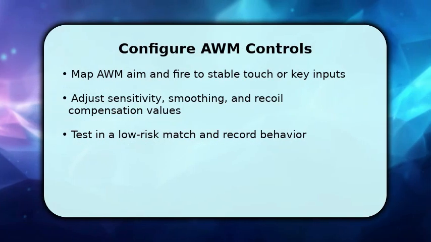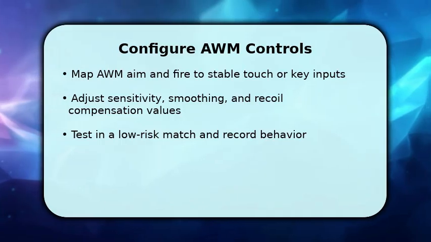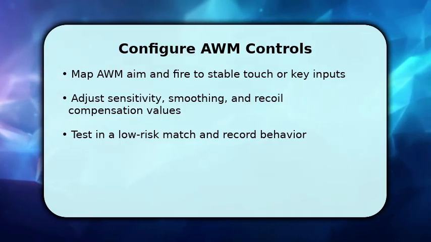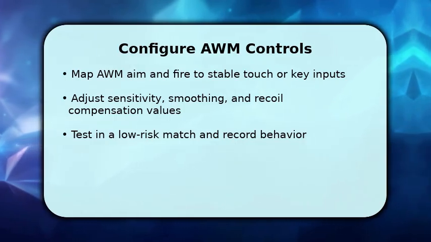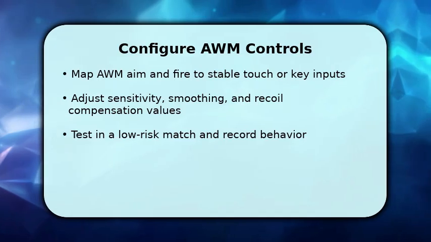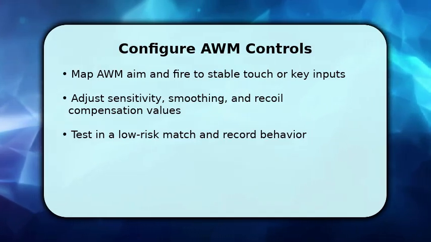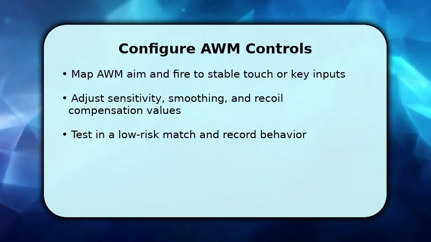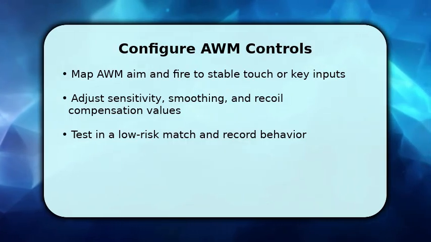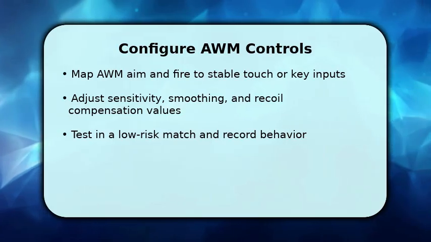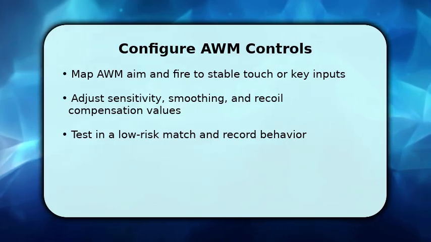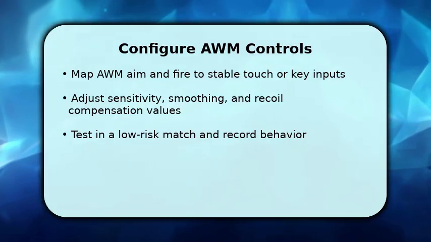You now dive into the middle setup, mapping AWM aim and fire to stable inputs. First, map primary aim, secondary aim, and fire to reliable touch zones or external keybinds. Consistency matters. Then adjust sensitivity, smoothing, and recoil compensation stepwise. Small increments reduce overshoot. Make sure to enable conditional triggers or angle limits so AWM behaves only when you intend.